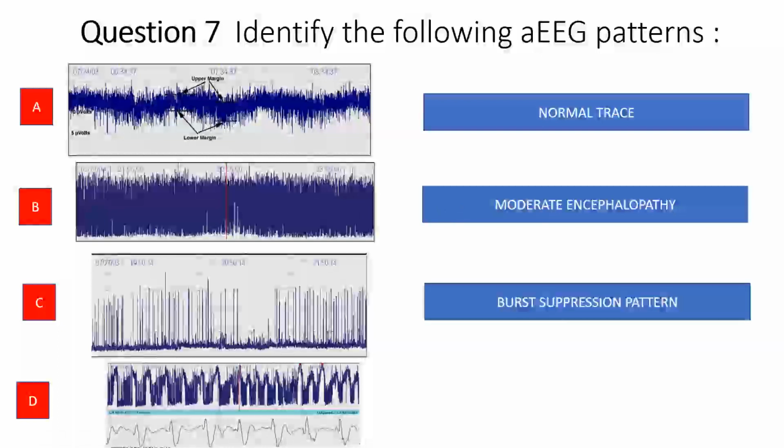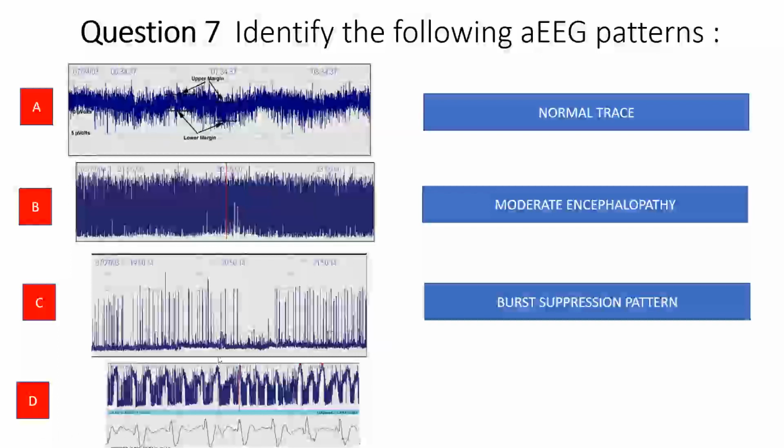The third pattern is known as burst suppression, which is also a form of moderate to severe encephalopathy, where your lower margin is below 5, but you are getting a lot of bursts in this suppressed pattern. So it's like a comb appearance where a lot of bursts are there on the background of a very suppressed margin. This is a burst suppression pattern.